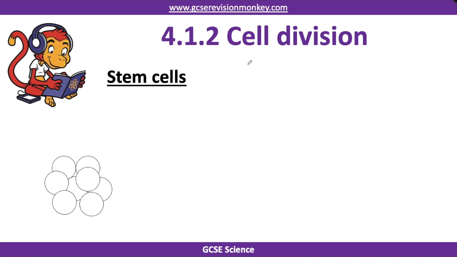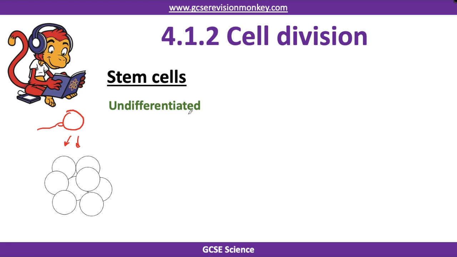Stem cells are undifferentiated cells, which means cells that can turn into many different types of cells. For example, when a human organism is first created, the sperm meets the egg and you end up with one fertilised cell. And this cell divides by mitosis to form a small ball of cells, which we call an embryo. And at this point, these embryonic cells are stem cells.